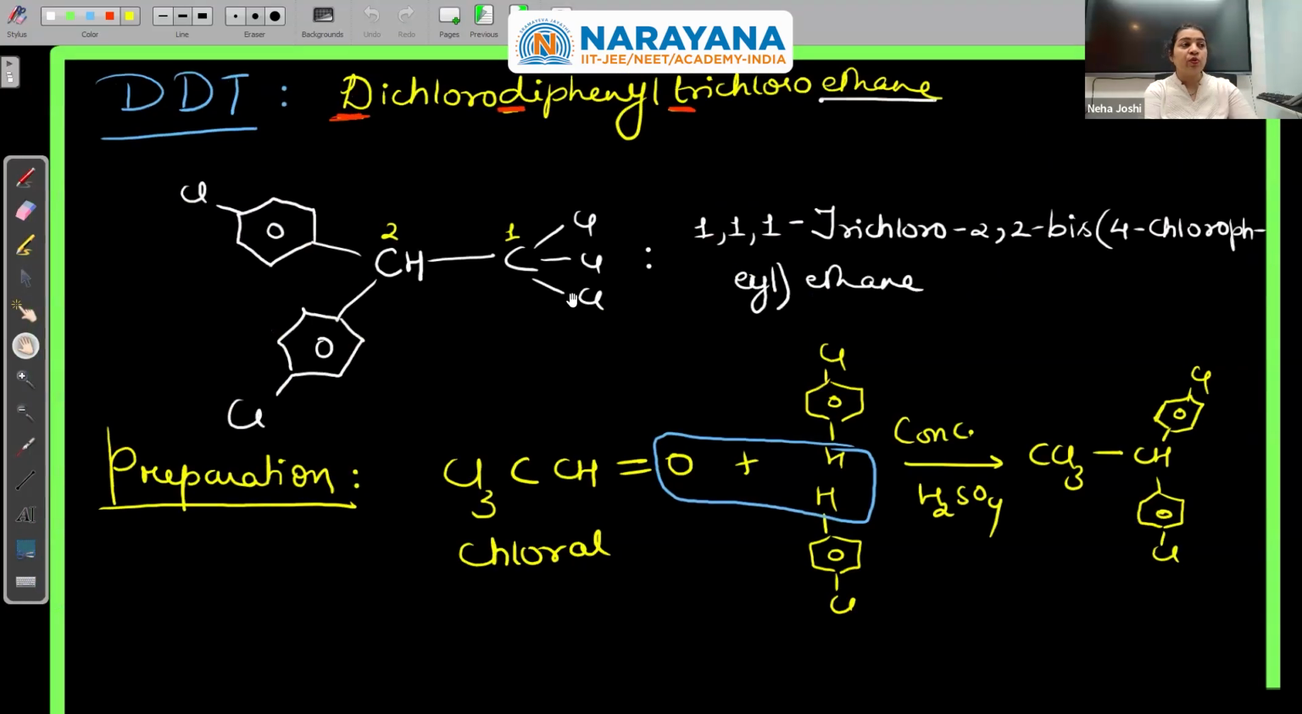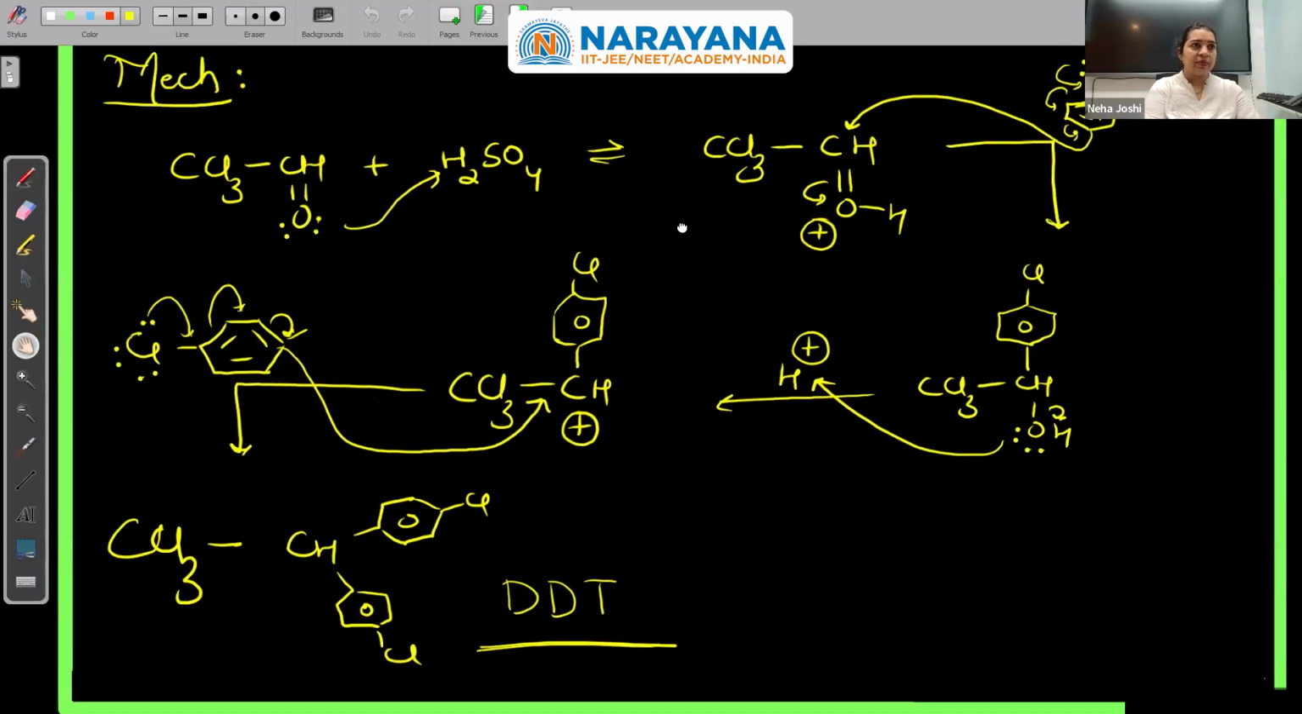DDT, an extremely important polyhalo compound. This is the structure, and it is formed by reaction of chloral and chlorobenzene. Chlorobenzene, like this, the para position is attacked, and we get DDT. 1,1,1-trichloro-2,2-bis(4-chlorophenyl)ethane is called DDT. Okay, the mechanism is there.